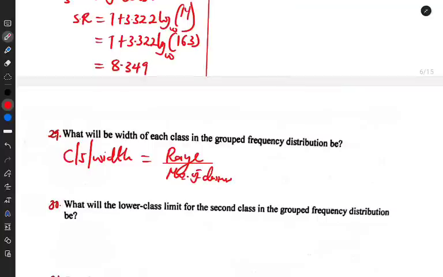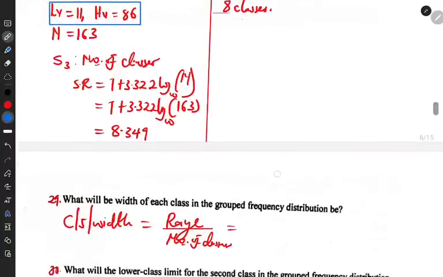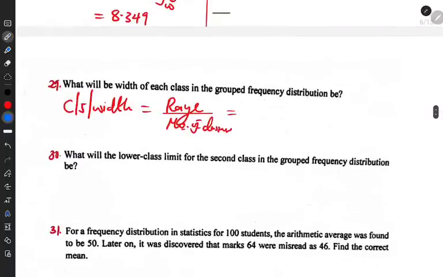Straight up, what do we get here? The range is supposed to be the difference between the highest value and the lowest value. So we take these two values, take the difference between the two, and that will give us the range. So we'll have 86 minus 11, divided by the number of classes that we're supposed to have.